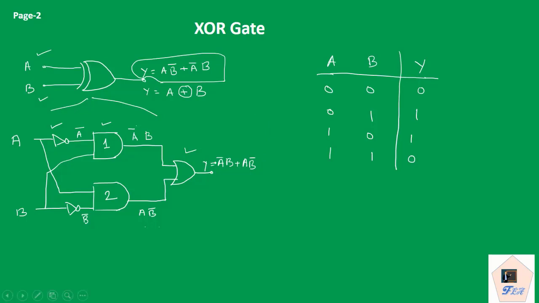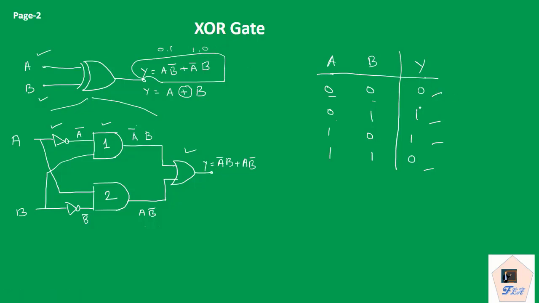How will the truth table look? For 0 0 we get output 0, for 0 1 output 1, for 1 0 output 1, and for 1 1 output 0. Now why do we get this output? Suppose A is 0, and B is also 0. The complement of B, that is complement of 0, is 1, so 0 AND 1 gives 0. Similarly here A bar means 1 and B is 0, so once again 1 AND 0 gives 0.